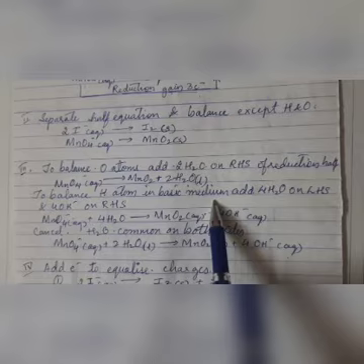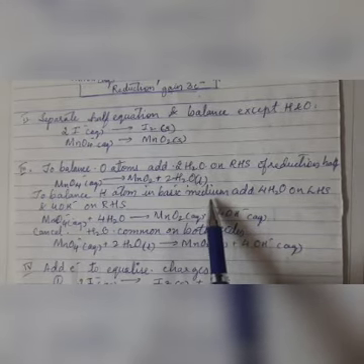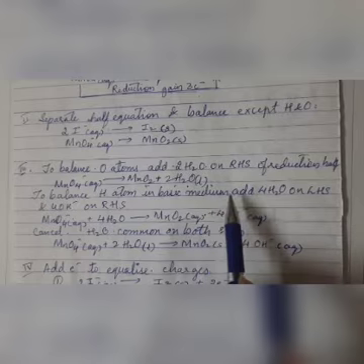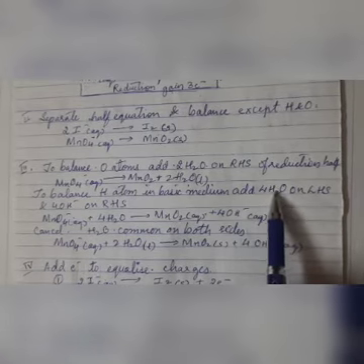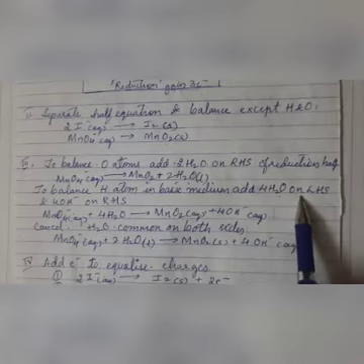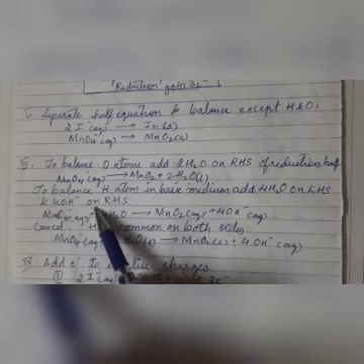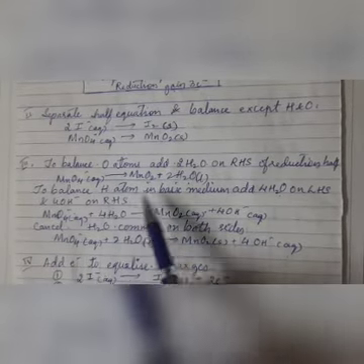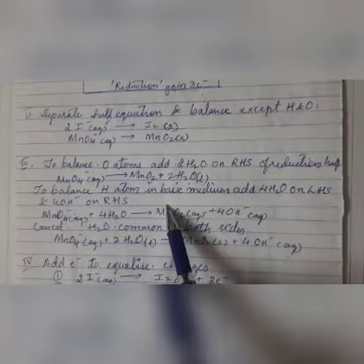Now what we have to do, we need to add in the basic medium OH minus, and to neutralize it we have to add H2O as well. So to balance the hydrogen atom in the basic medium, we have added 4H2O on the left hand side and 4OH minus on the right hand side. Remember, this we are adding to balance the number of hydrogen and oxygen.